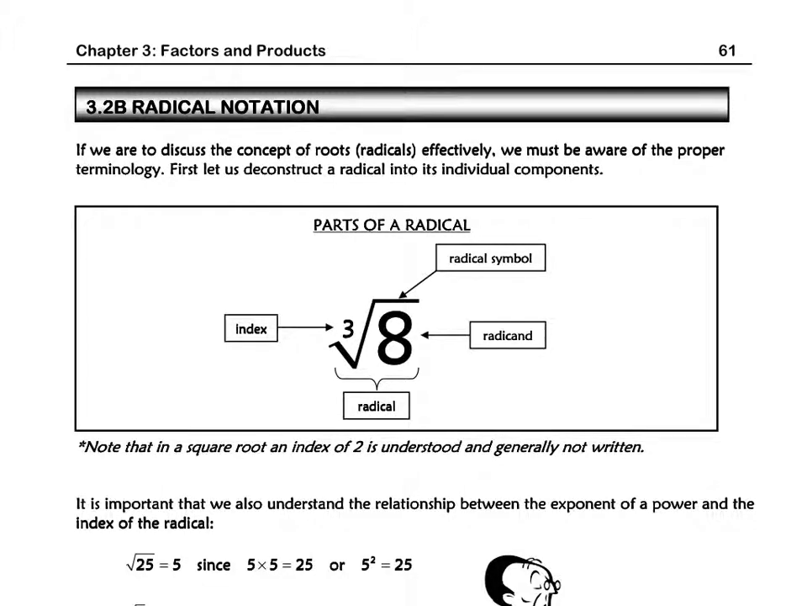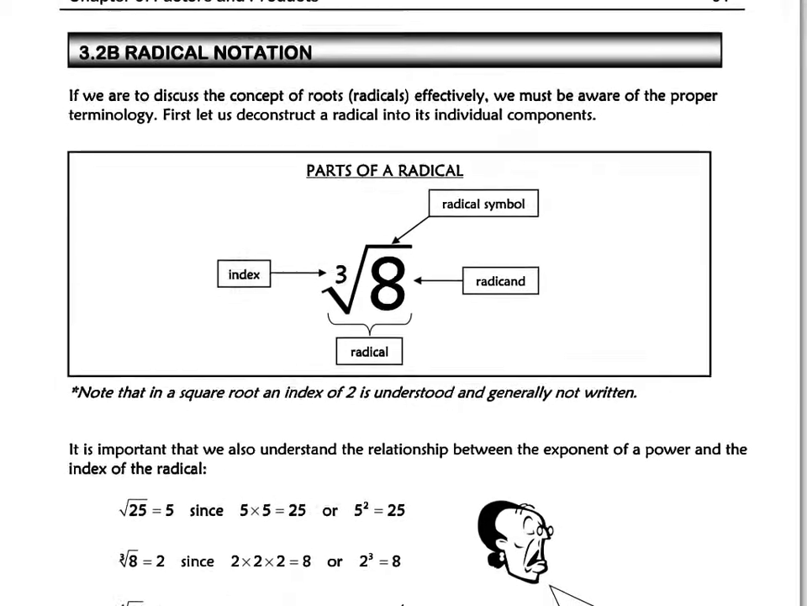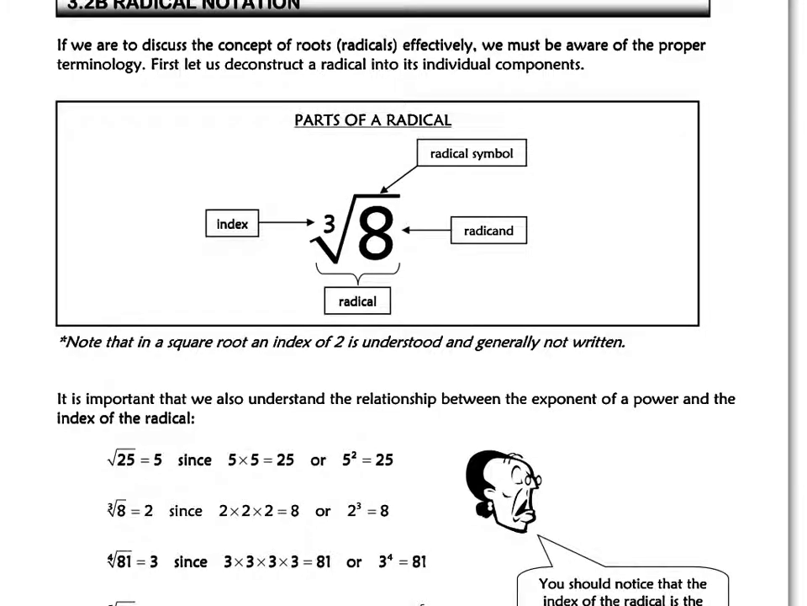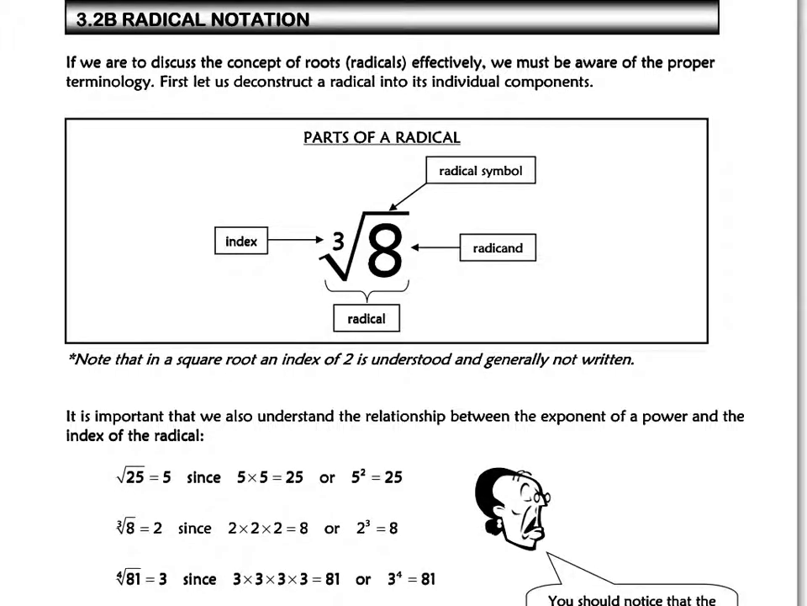All right, the next section, section 3.2b, is on radical notation. Radical notation talks about the different parts of a radical. So if you have the radical symbol, what you're familiar with calling a square root sign, but it can be a cube root or even a higher root. The index is this little number in the corner, and if there's nothing there, it's understood to be a 2, and that means you're looking for the number which when multiplied by itself gives you the number under the root sign.